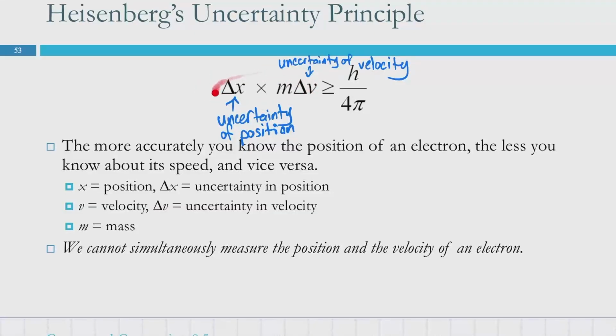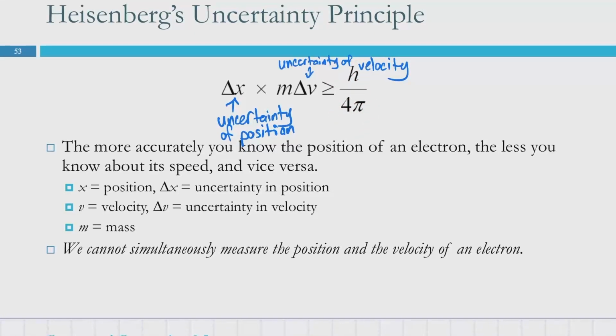These two things multiplied by each other has to be greater than or equal to Planck's constant divided by 4 pi. So if the uncertainty of the position is really small, then the uncertainty of the velocity has to be really big. If the uncertainty of the velocity is really small, then the uncertainty of the position has to be really big.